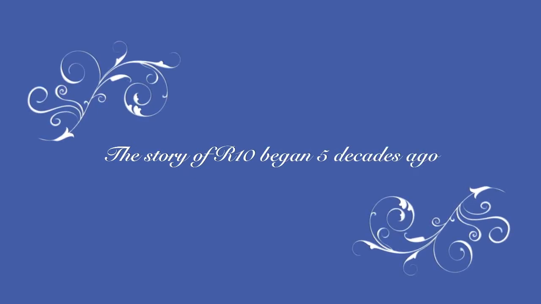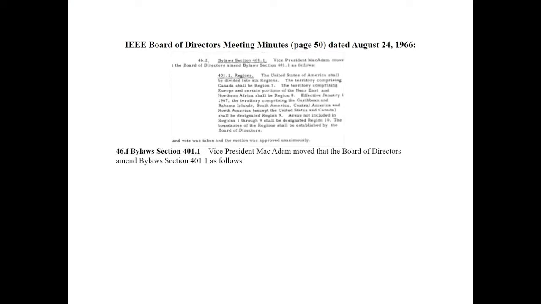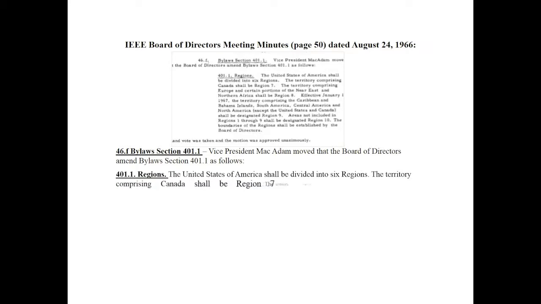The history of IEEE Region 10 goes back 50 years. On the 24th of August 1966, at the Board of Directors meeting, a motion was passed which divided IEEE membership into 10 geographical regions. The United States of America was divided into Region 1 to 6.